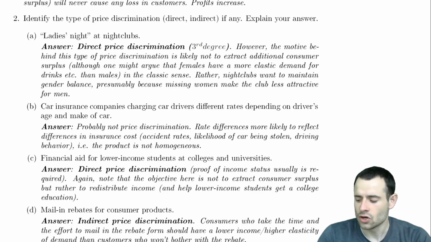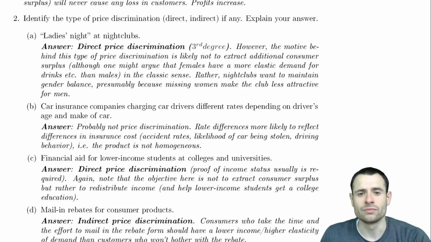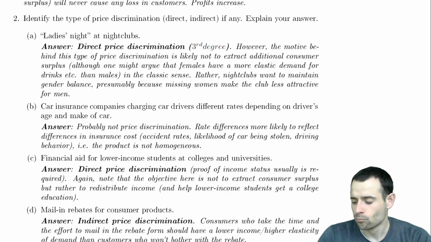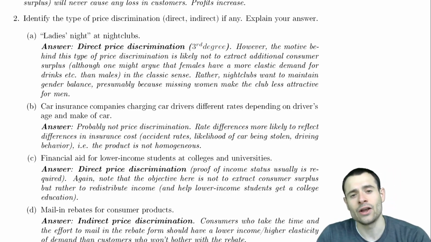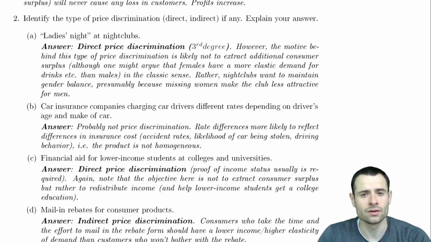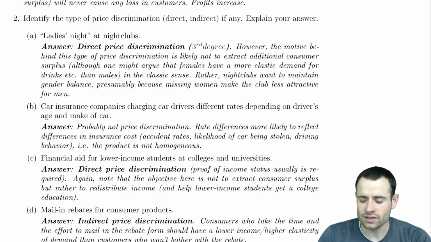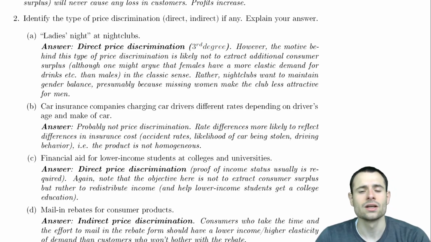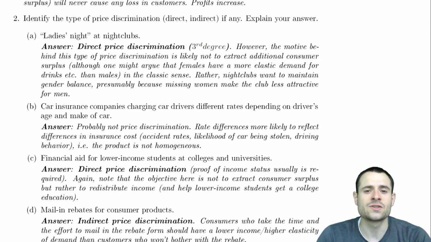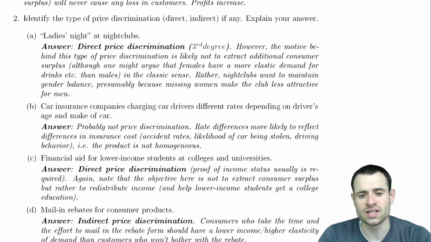So the point is not really to extract more consumer surplus. It's not really a matter of looking at which customer has a higher elasticity or a lower elasticity of demand. Rather, the increase in the price reflects the high expected cost of dealing with that customer. So the idea is that the product is not homogeneous. The services that the car insurance is going to offer are not homogeneous. It will depend on the type of customer.